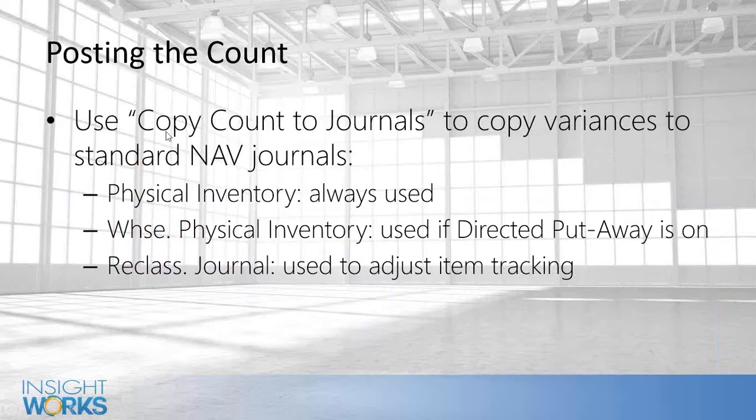Once you've done all that, what we do is we copy the count to the journals, and it'll copy to the journals that you have defined on the posting tab. And there's really actually 4 journals listed there, but there's 3 we care about. The physical inventory journal, so it'll always put something on the physical inventory journal if there's discrepancies. The warehouse physical inventory journal is used only if you use directed put away and pick, where you actually have to use the warehouse physical inventory journal. And the reclass journal, if you have that set item tracking lines, it will use a reclass journal as well.